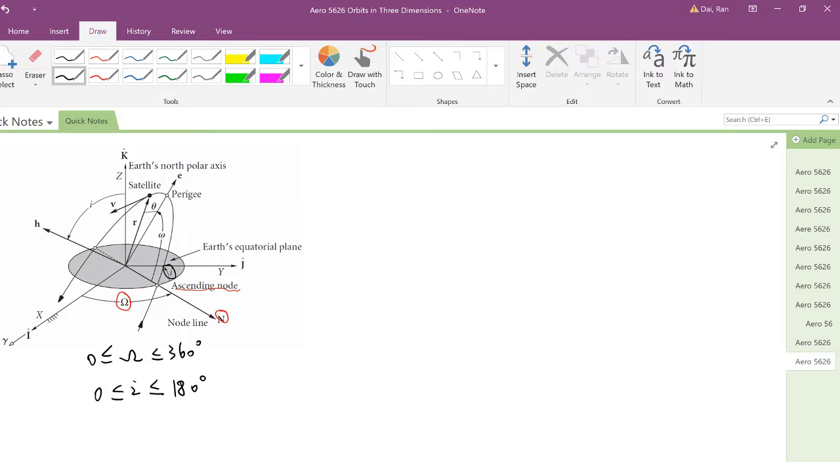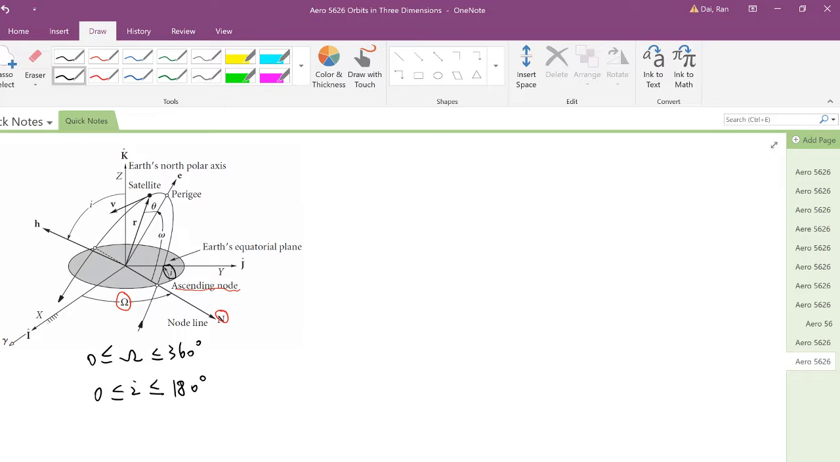Now next, we need to locate the perigee of the orbit. From the perigee and the true anomaly, we can get the position of the satellite on the orbital plane. But where is the perigee? Then we introduce another angle. We call it the argument of perigee.